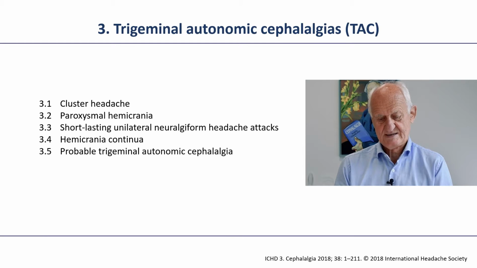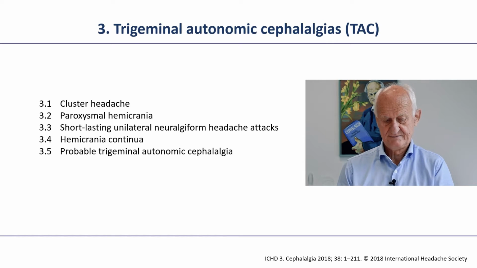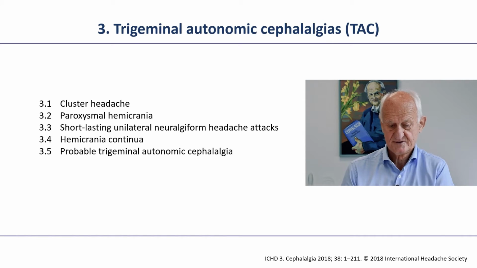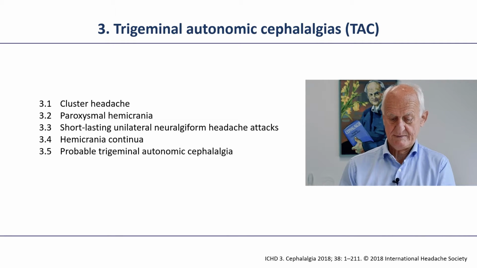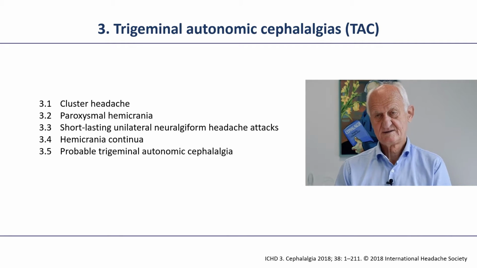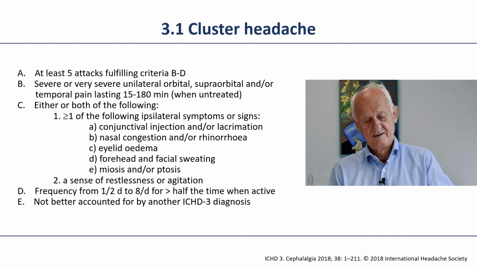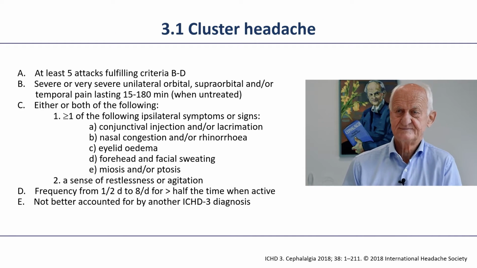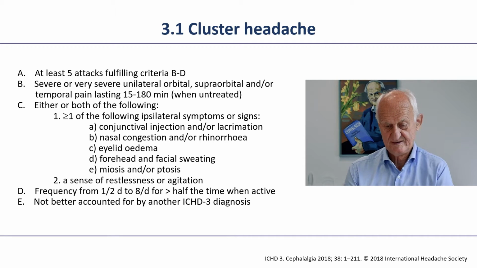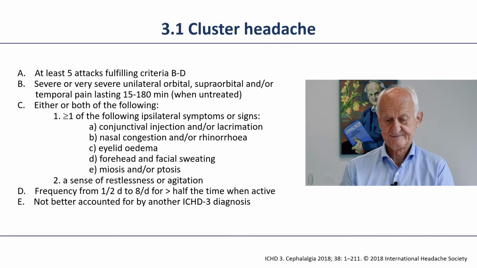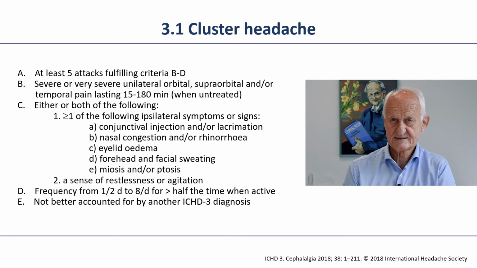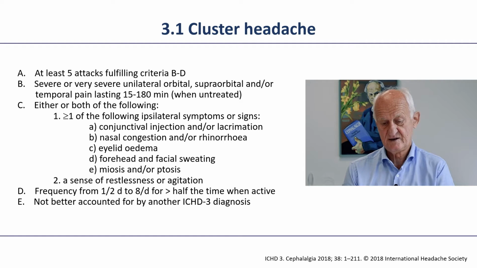Now we move to the TACs. Cluster headache, paroxysmal hemicrania, short-lasting unilateral neuralgiform headache attacks, hemicrania continua, and probable trigeminal autonomic cephalalgia. Cluster headache is perhaps the most severe kind of headache that we know of. They have to have 5 attacks. It's a very severe to severe attack. They are shorter lasting than migraine, 15 to 180 minutes.